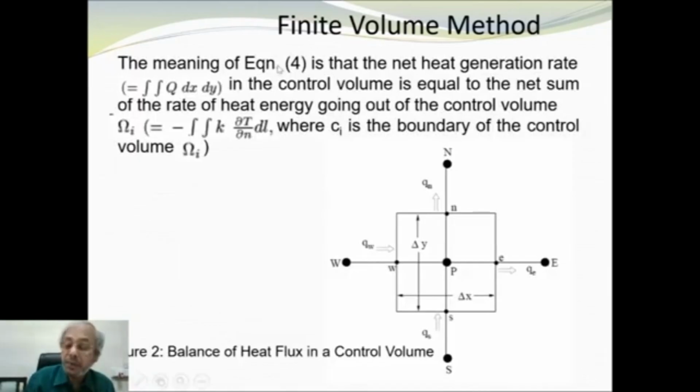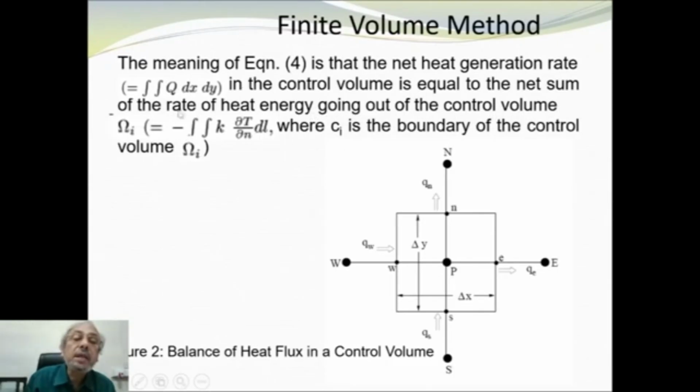The meaning of equation 4, that means the previous equation, is that the net heat generation rate, which is the integral over Q dx dy in the control volume, is equal to the net sum of the rate of heat energy going out of the control volume.